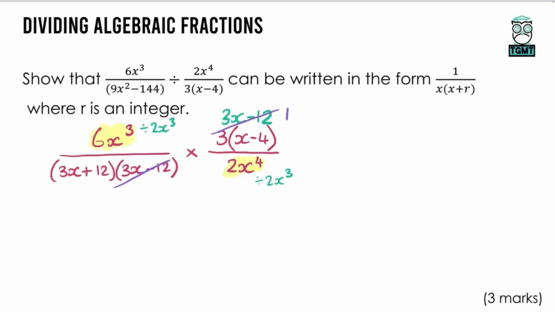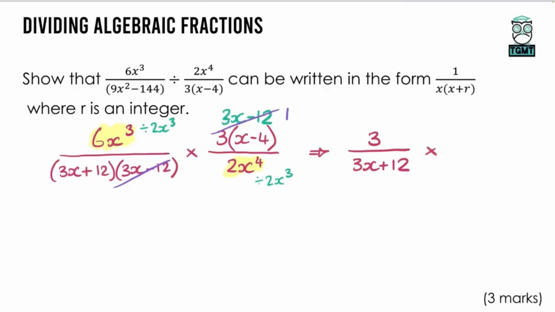So we need to write what we've actually got left once we do that. And we'll still keep it as two fractions for the moment. So here, 6x to the power of 3 divided by 2x to the power of 3, well that fits in 3 times. So we have 3 as our numerator. On the bottom, we just have that 3x plus 12 as the 3x minus 12 has now cancelled off. We don't need to keep it in brackets anymore because there's nothing else with it.